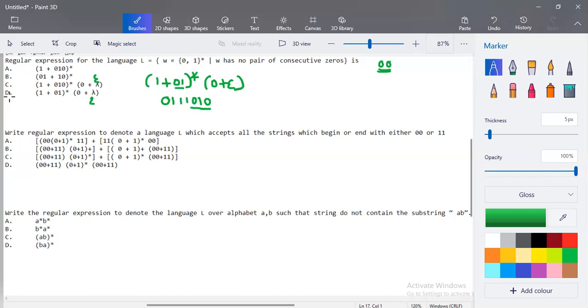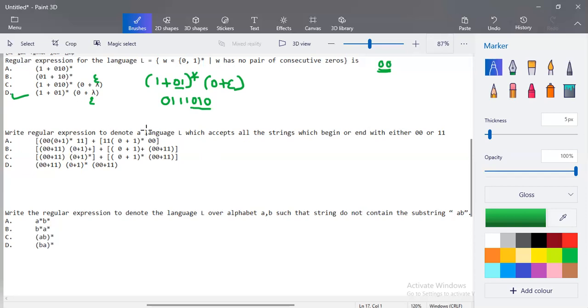Okay, so this is the regular expression that will never have two consecutive zeros. A pair of consecutive zeros will not be there. So the option that we are looking for is D. Okay, and we'll come to the next question.